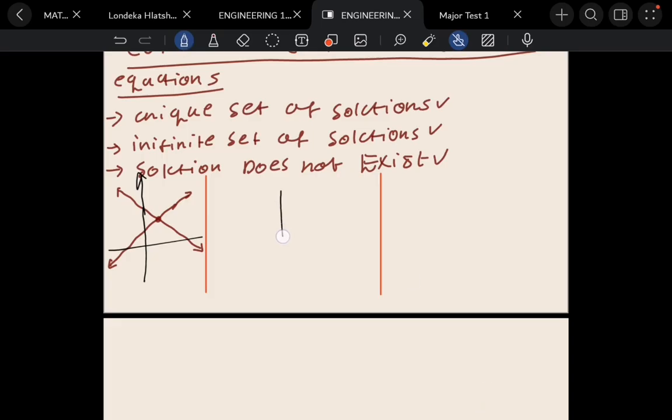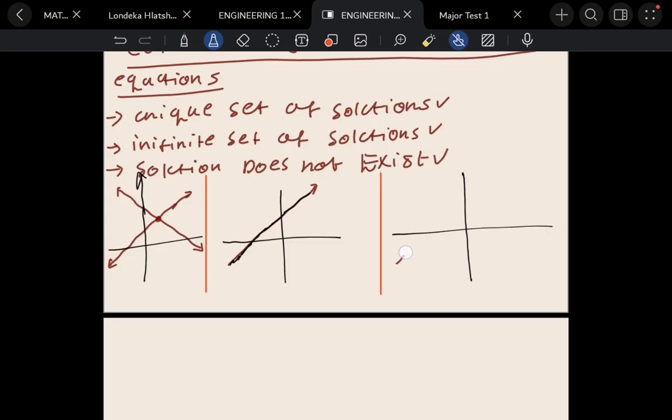When we have an infinite set of solutions, what do we mean? We mean that we have a straight line which is on top of another straight line. So if we have a straight line on top of another straight line, we have an infinite set of solutions. And if you have two parallel lines, let us say these lines are parallel, we will deduce that we have no solution, right?